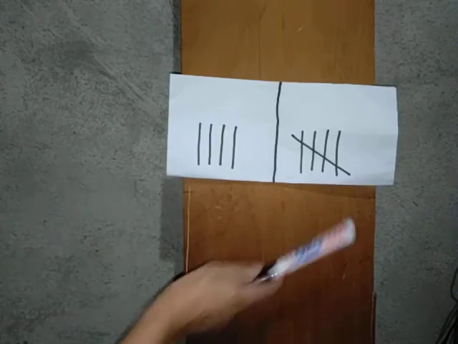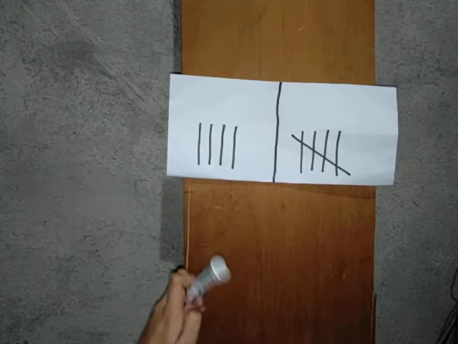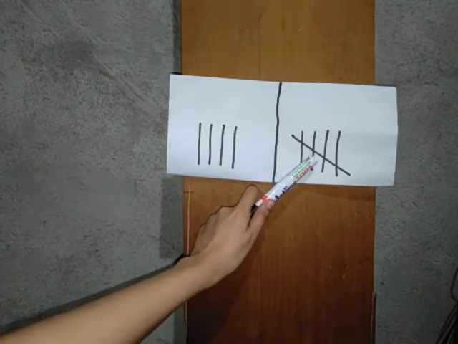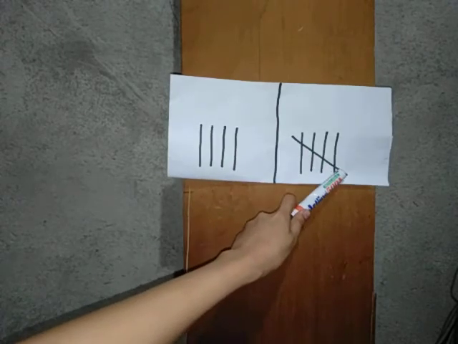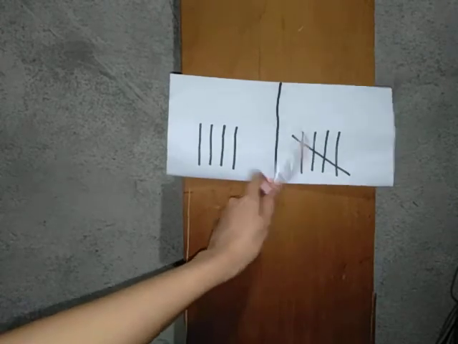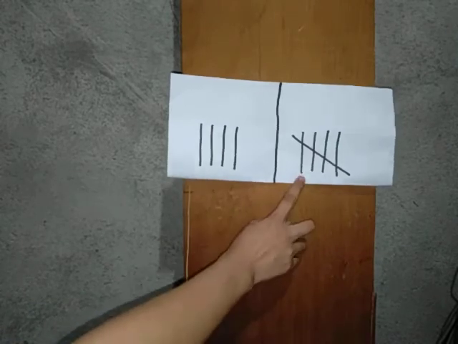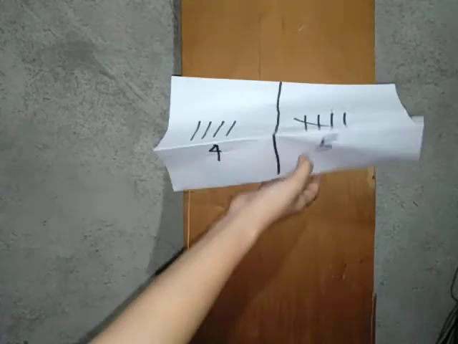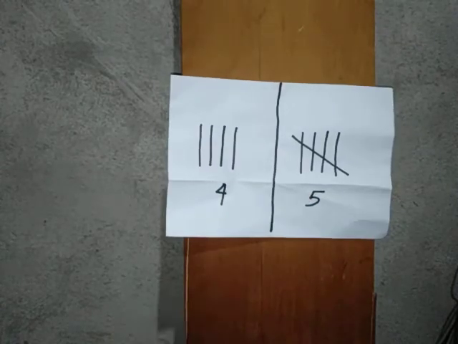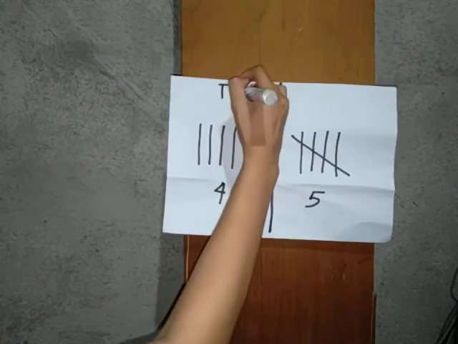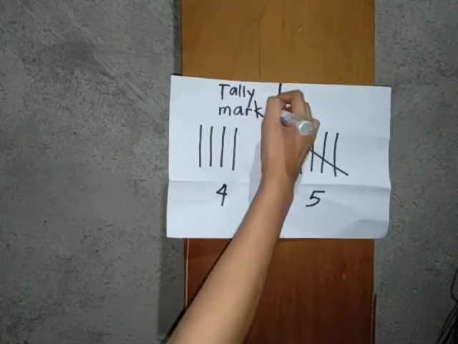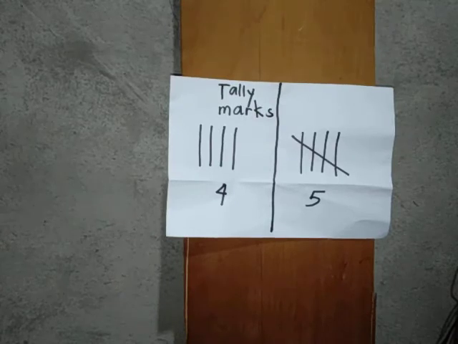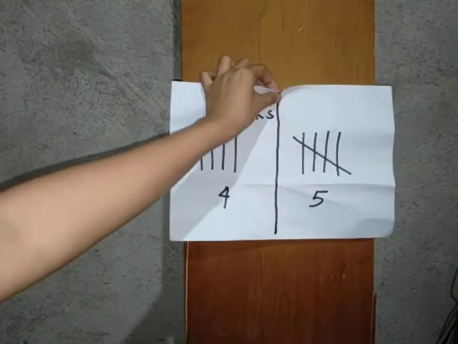How about this side? If we count this, 1, 2, 3, 4, including the bar that crosses the 4 lines, 1, 2, 3, 4, 5, meaning these bars are equivalent to 5. And this is what we call tally marks. Tally marks are used in organizing a table, since our lesson for today is about organizing data.